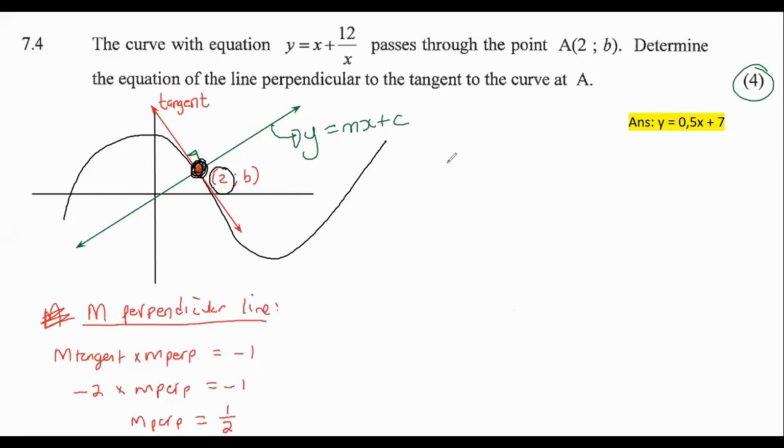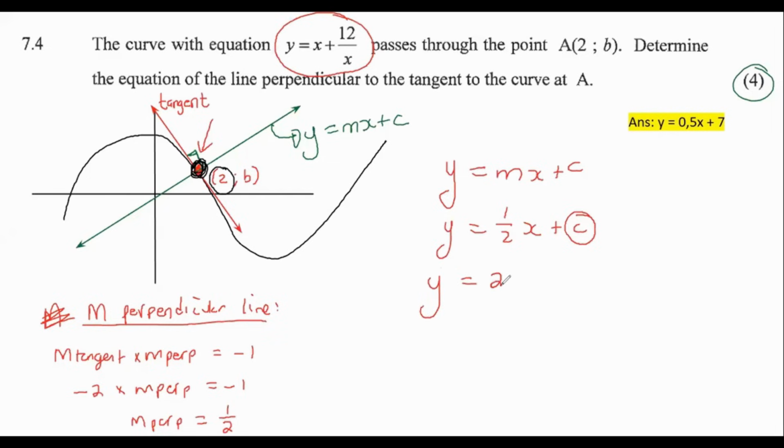So then we can say y equals mx plus c, and we can then say y equals a half x plus c. Right, so now guys, to find the value of c, we need to find a point on the perpendicular line. Now that point is going to be this point over here, but the problem is that we don't have the y value. But that's not a problem because we can just plug the x value into the original equation, which we have over here. So we can just plug in the x value of 2.